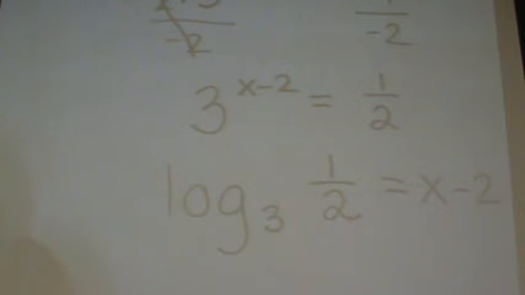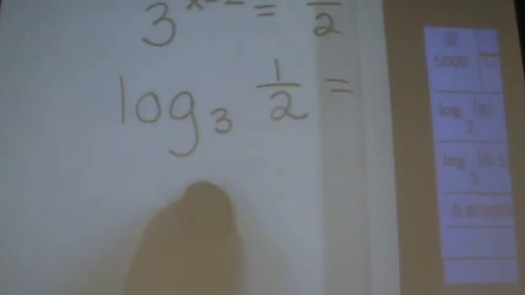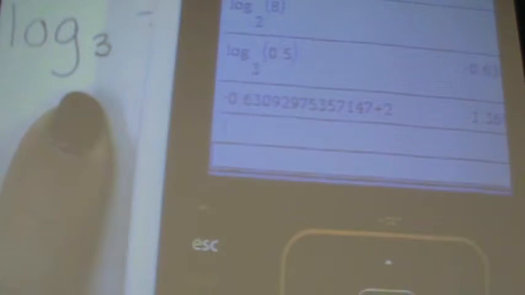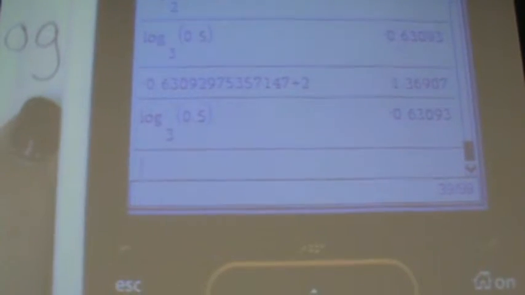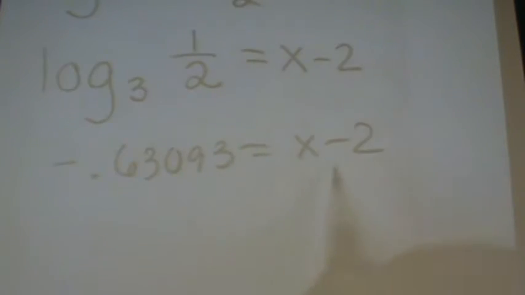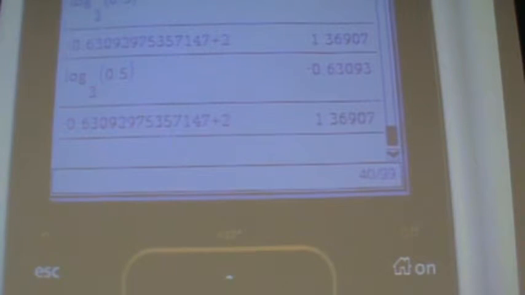Now, on your calculator, you're gonna type in log, hit log, and then type in 3 here and a 1/2 here. Get an answer, which is -0.63093. And then what would you do next? I bet you can finish it from here. Add 2. Brett, what would you do? Add 2. So take your answer and add 2 to it, and the answer is 1.36.